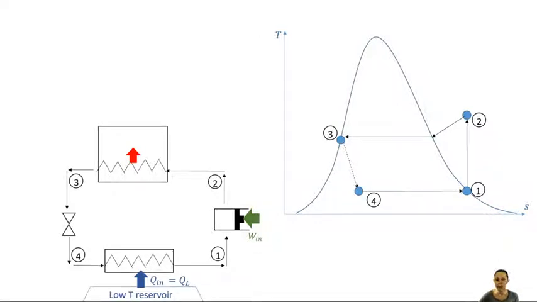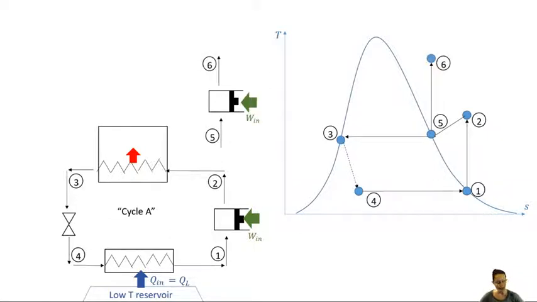So what you see is this looks exactly like a simple vapor compression refrigeration cycle, and it is. The difference comes when we add another vapor compression refrigeration cycle on top of that, and that's why it's called a cascade refrigeration cycle. You've got more than one vapor compression refrigeration cycle working together. So I've got cycle A, and then on top of it, I've got cycle B. So it's the exact same thing.